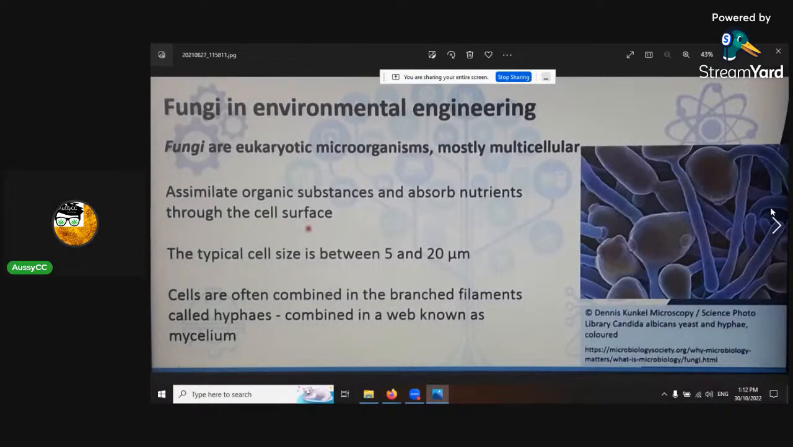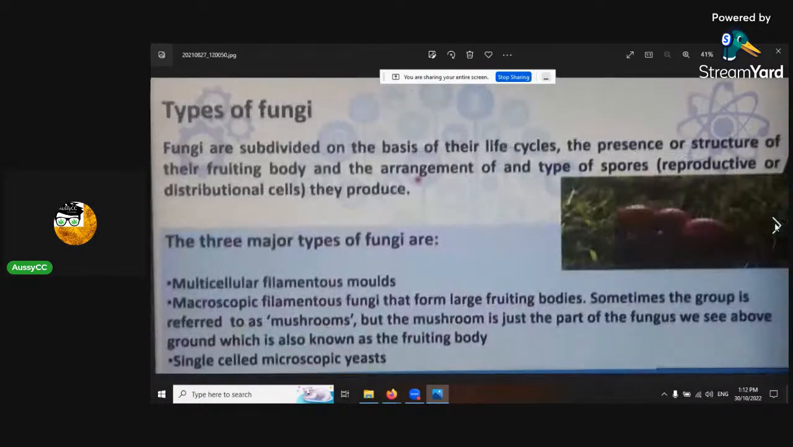Fungi, yes. Fungi is a eukaryotic microorganism, multicellular. Size is between 5 and 20 micron, size of our trichome heads. Types of fungi. There's only 3 major types. Multicellular filamentous, macroscopic filamentous, and single-celled microscopic yeasts. The difference between yeast and mold is your yeast doesn't have all the hyphae, like the hairy stuff that mold has. Yeast is the colourful ones. Well, it doesn't have the hyphae anyway. And their fruiting bodies are the mushrooms.